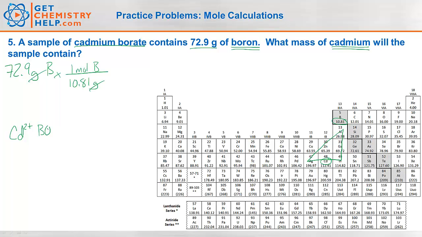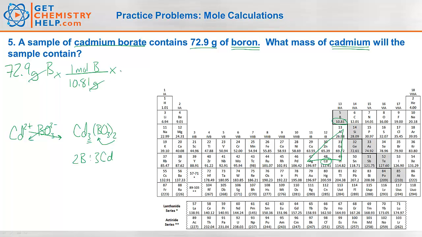Borate is a polyatomic ion, BO3 3 negative. So I can do my little crossover rule. The formula must be Cd3(BO3)2. Okay, so what's the ratio of boron to cadmium? Well, there are 2 borons, it looks like, for every 3 cadmiums.